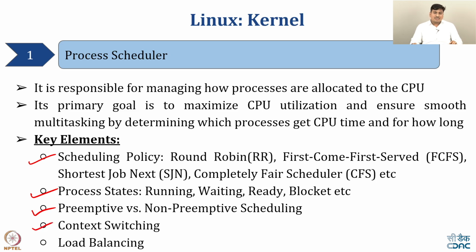Then context switching, switching from one process to another process to have a fair share policy or regarding the hardware resource utilization, is part of the scheduler, and balancing the load is also one of the crucial aspects of the process scheduler of the Linux kernel.